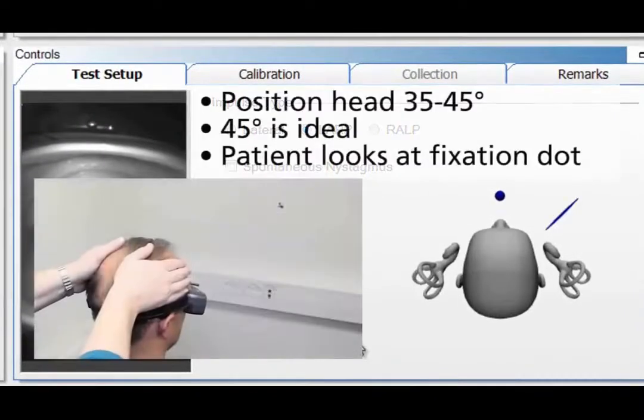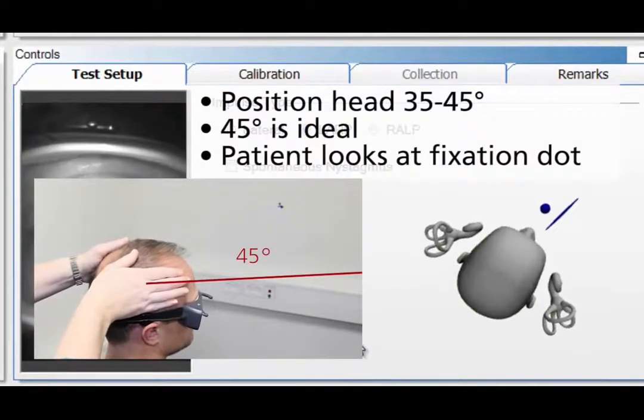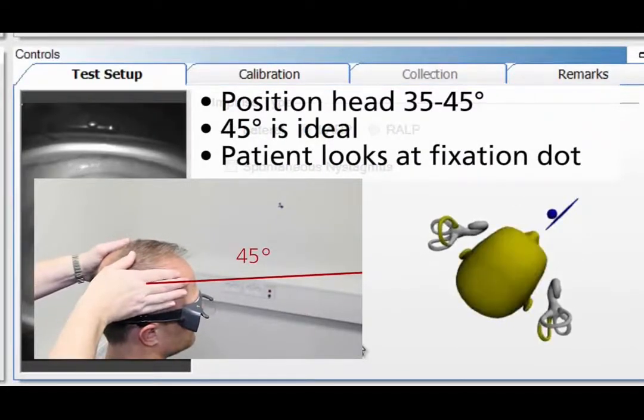So click the center button, and then you want to move the head 35 to 45 degrees to the right. Now this is easy to remember. Left starts with L, and you want to do the opposite of the first letter. So you turn to the right. By turning to the right, you're lining up the left anterior canal towards the fixation dot and the right posterior canal towards the fixation dot.